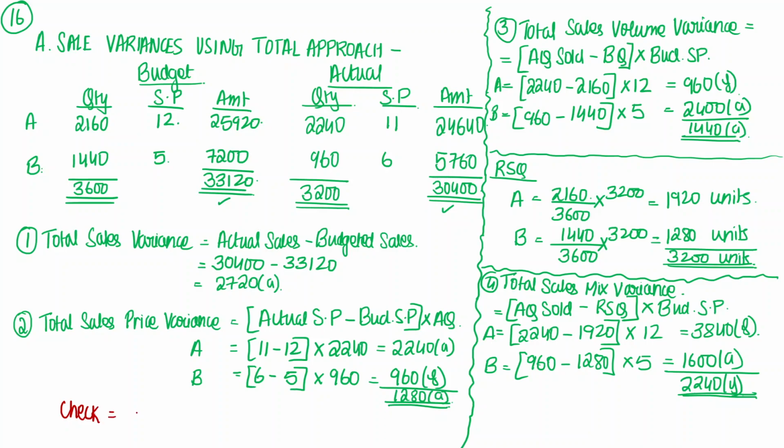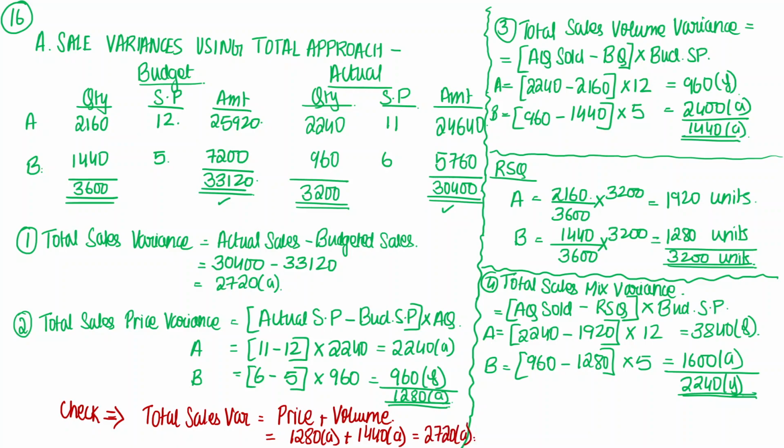And you will have one check. Total sales variance is equal to price variance plus volume variance. That is equal to 1280 adverse and 1440 adverse, that becomes 2720 adverse.